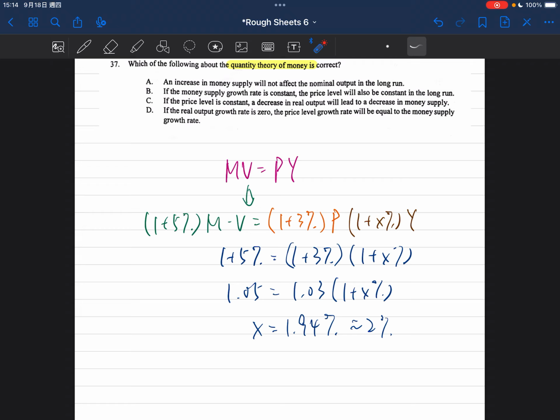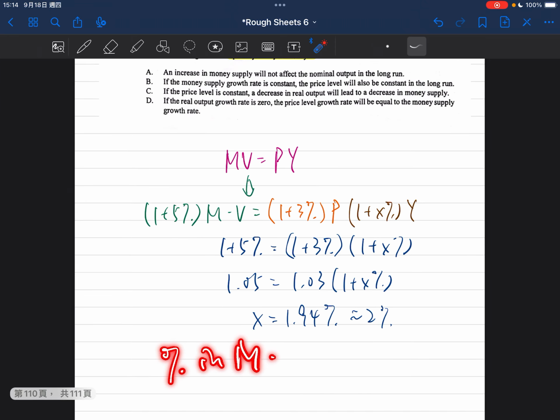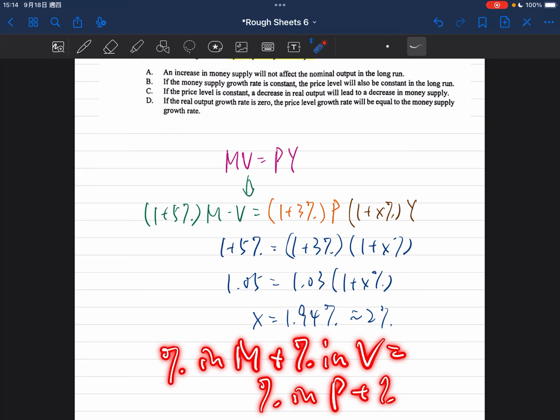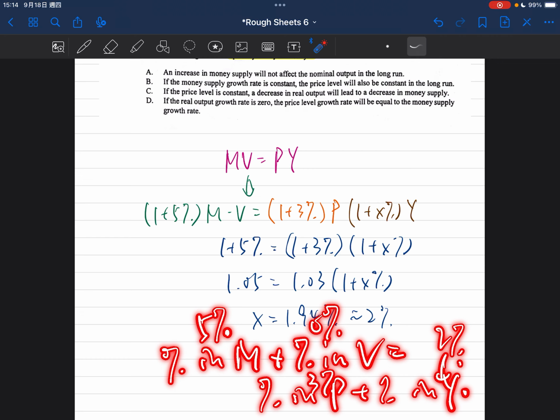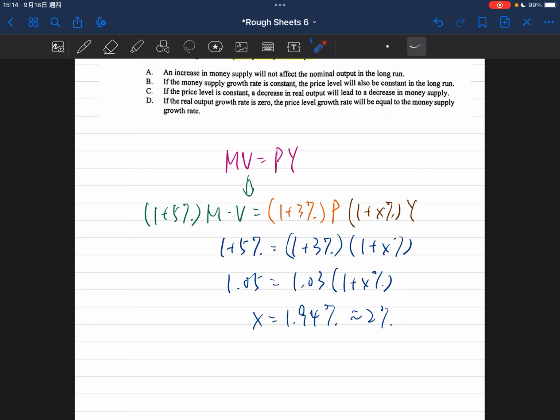In DSE, for simplicity, we tend not to calculate things like this. We can just write: percentage change in M plus percentage change in V equals percentage change in P plus percentage change in Y. When we substitute the numbers in, we can see Y is 2%. But this is not accurately correct. This is just an approximate result, but we can derive the approximate result like this. So for simplicity, we just use this formula.